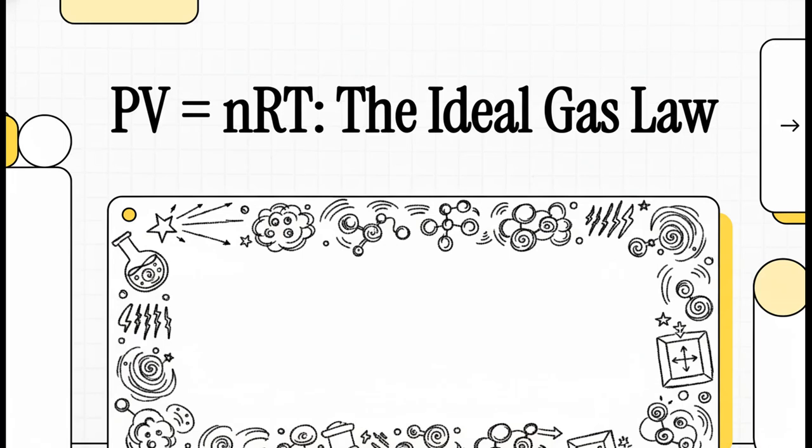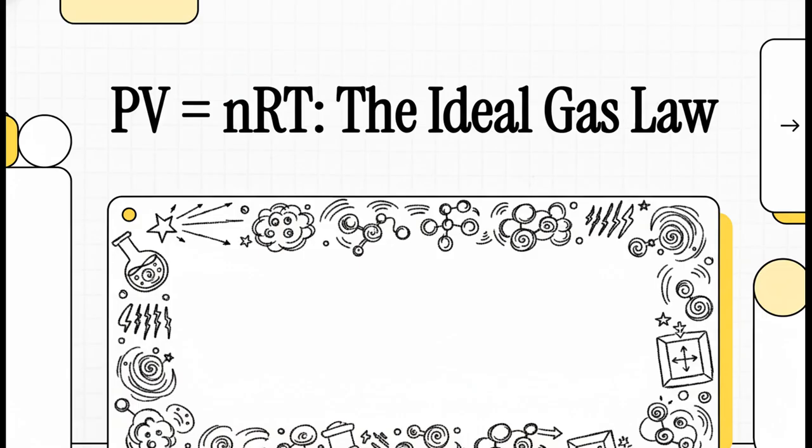All right, let's dive into one of the most powerful formulas in all of science. It looks pretty simple, doesn't it? But this little equation, PV equals nRT, unlocks the secrets of gases all around us, from the air we breathe to the very stars in the sky. So how can one simple formula do all that?